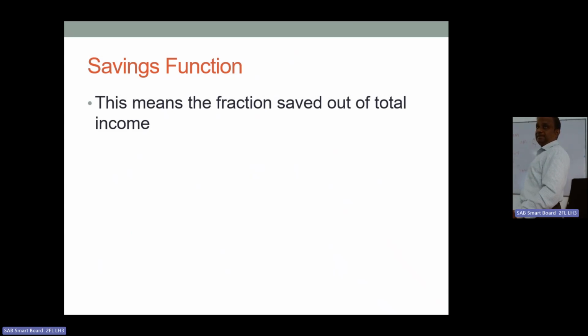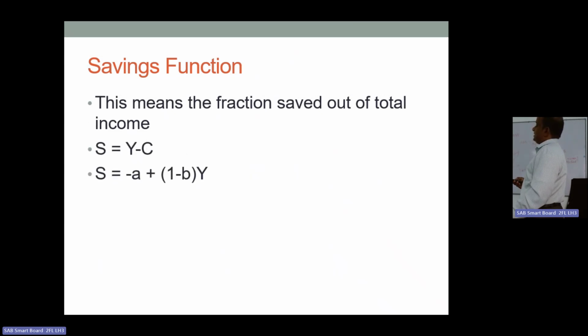According to the income method, part of your income is consumed and the other part is saving. So that saving is Y minus C. That is the fraction saved out of total income.